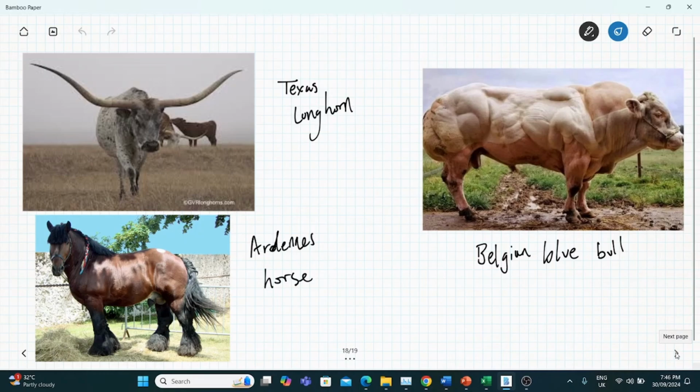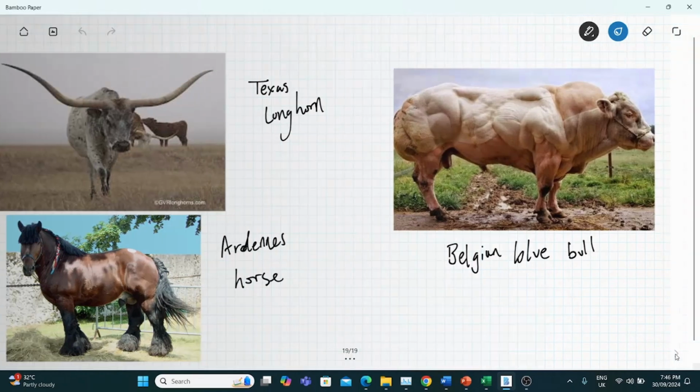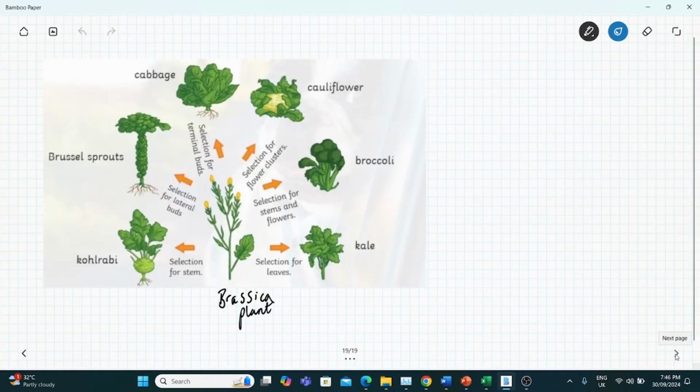But animals aren't the only thing. We can also do it with plants, as you can see over here. So the original brassica plant here was selectively bred, so you can have the kohlrabi, the Brussels sprouts, cabbage, cauliflower, broccoli and kale. They all come from the same original plant.